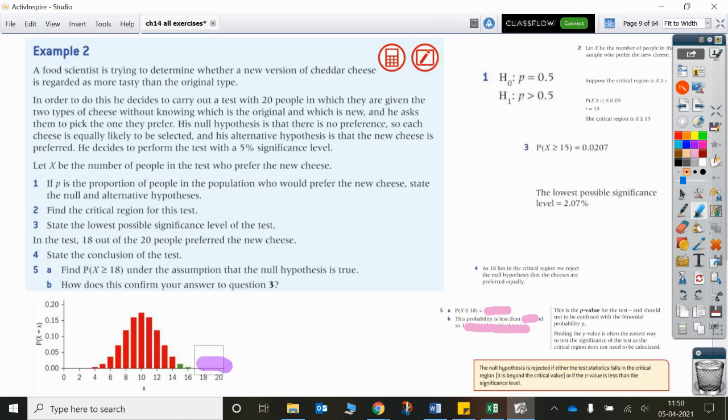It's probably within a tiny amount. Maybe it's within a thousandth of a percent there, from 18 upwards. But it's certainly in our 5% region. Okay, so state the conclusion of this test. Well, any answer from 15, 16, 17, 18 upwards is going to mean that we accept H1, the alternative hypothesis, and we reject the null hypothesis.